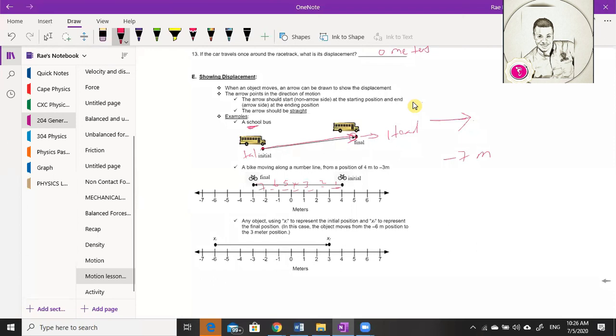Right? Sir, was that correct? Yes, so it will be 7. And then I would just put the -7 there to show that it's going to the left. All right.